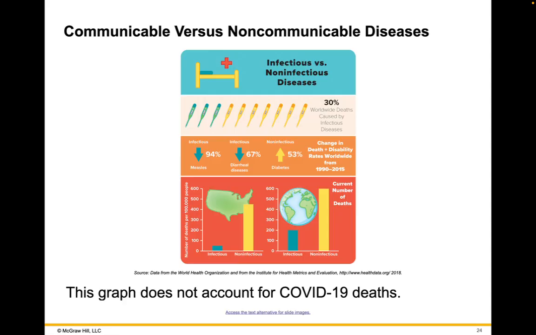At the bottom, we see graphs of the United States versus the world and the current number of deaths. And we see that for the US, our non-infectious diseases cause way more deaths than infectious per 100,000 people, compared to the world where there is more infectious disease.